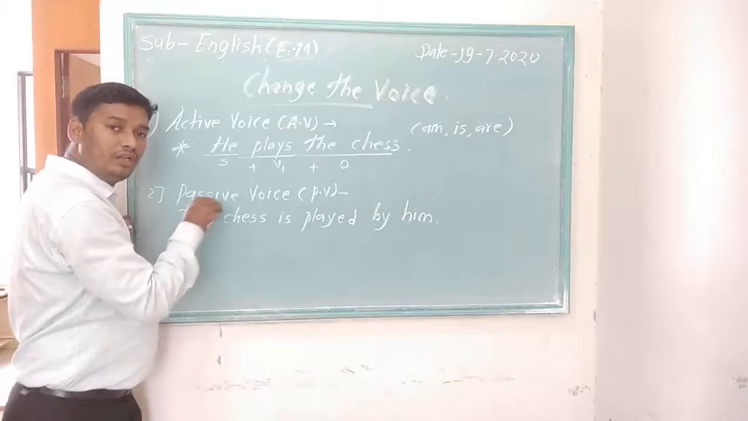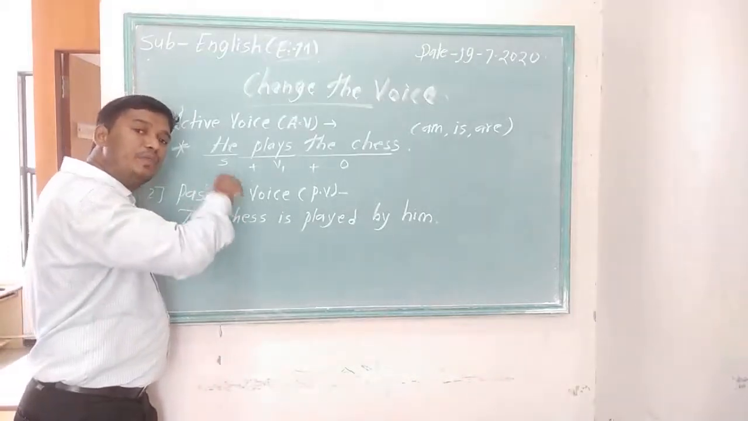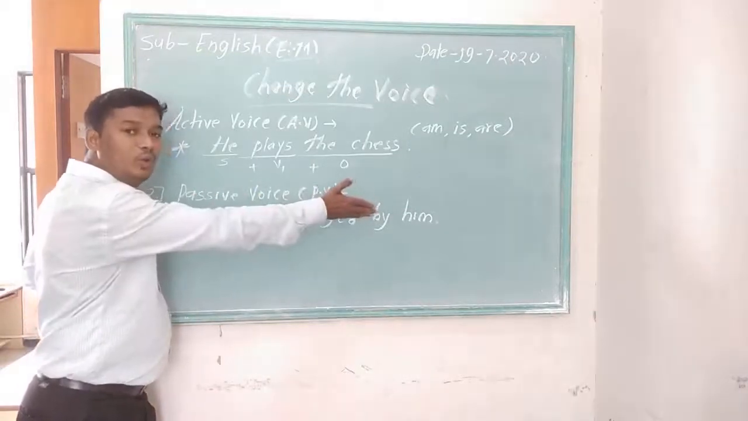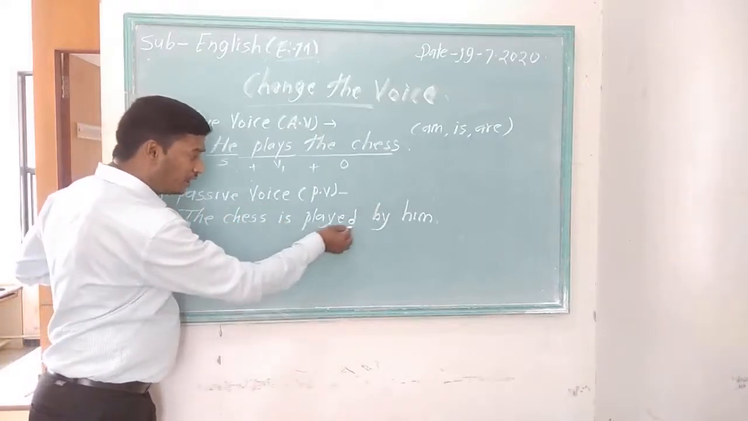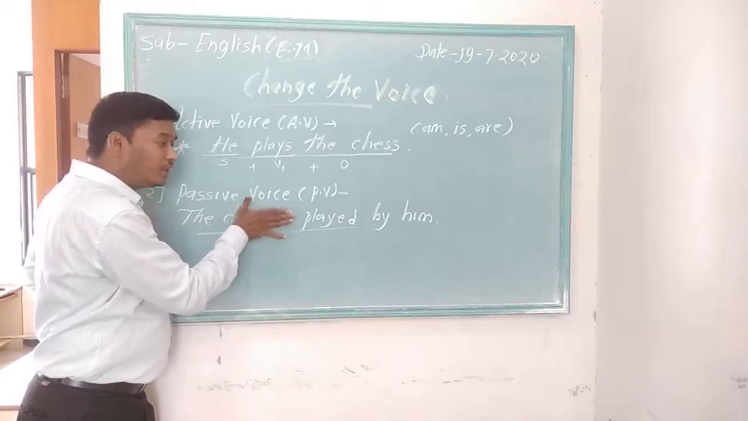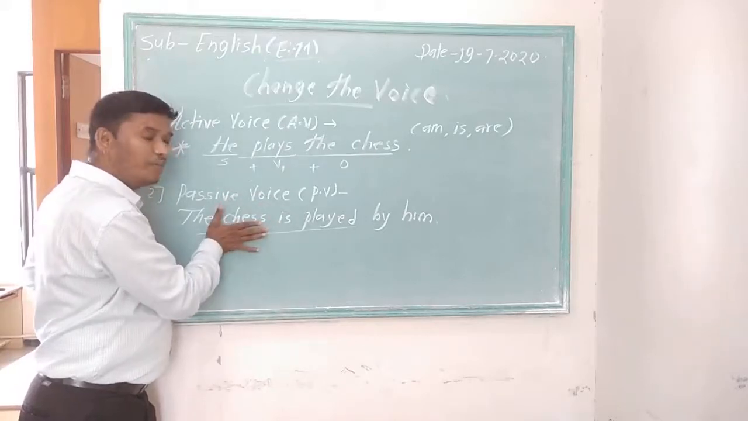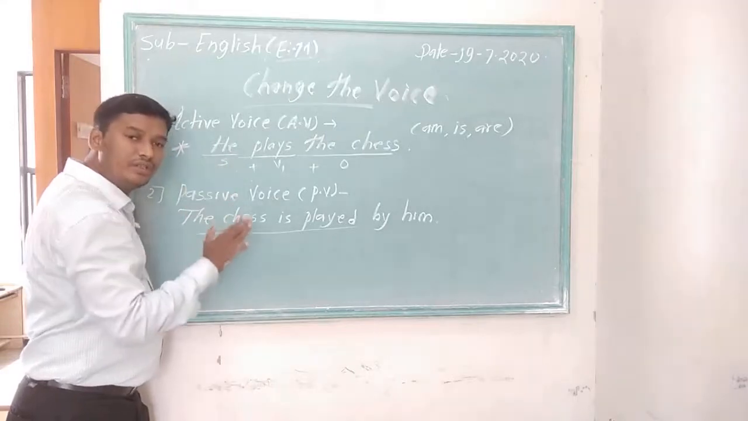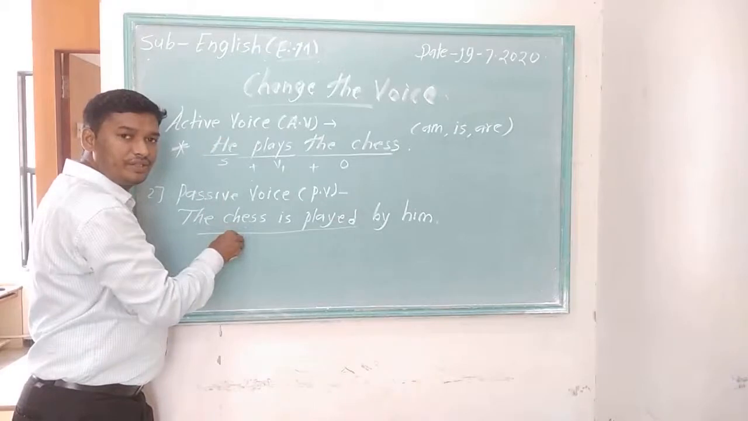If you understood the meaning of this passive voice, then the action has been focused rather than the doer of the action. The chase is played. This action has been focused, so it is passive voice. And this sentence started with the object of the given active voice. I have just told you about active voice and passive voice.